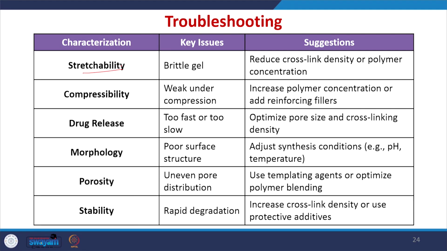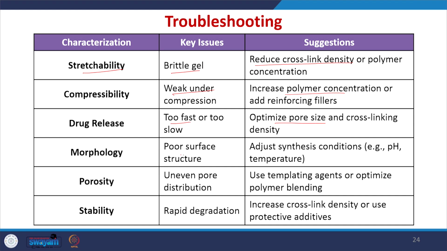Let us see some of the challenges in hydrogel synthesis and how to overcome those challenges. The first one is stretchability. If you have a brittle gel, reduce the cross-link density or polymer concentration. If the hydrogel is weak under compression, increase the polymer concentration or add reinforcing fillers. If the drug release is too fast or too slow, optimize the pore size and cross-linking density.